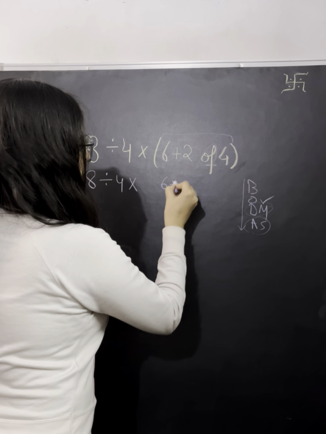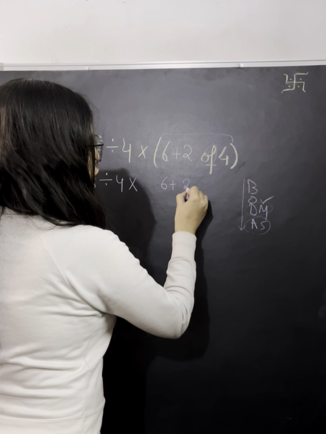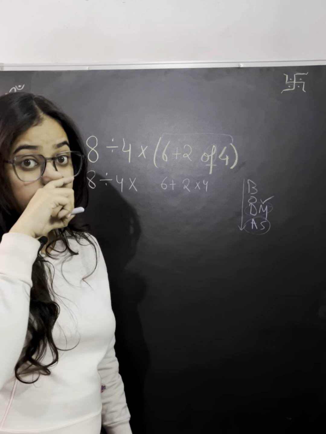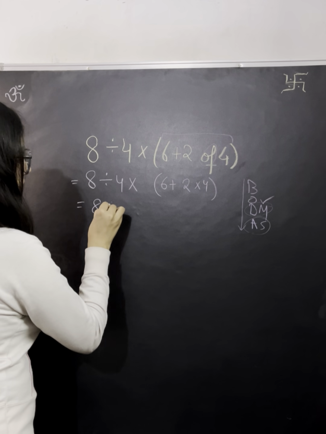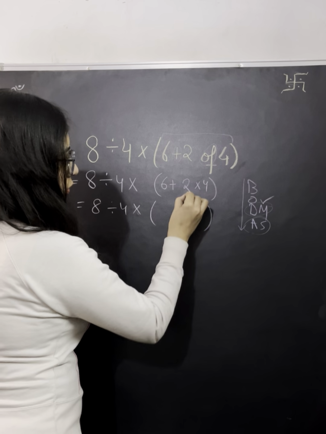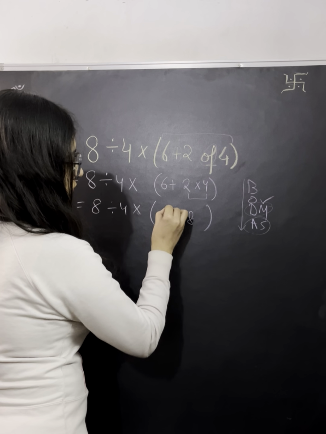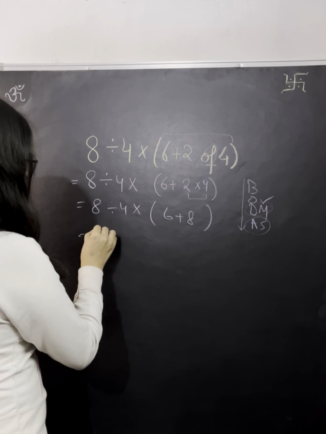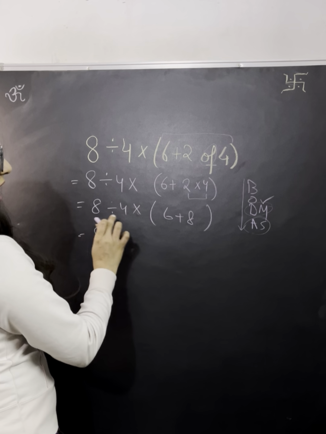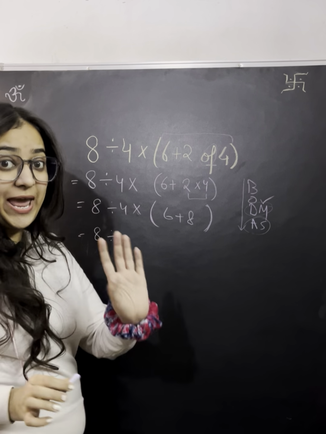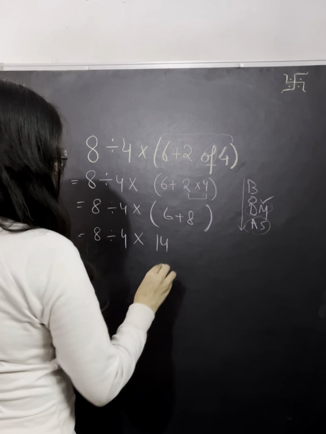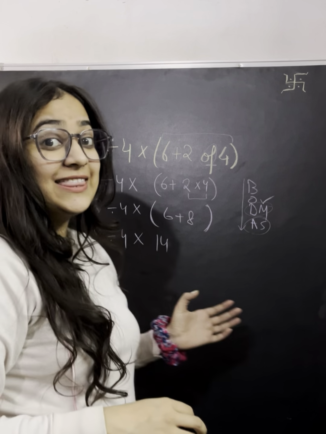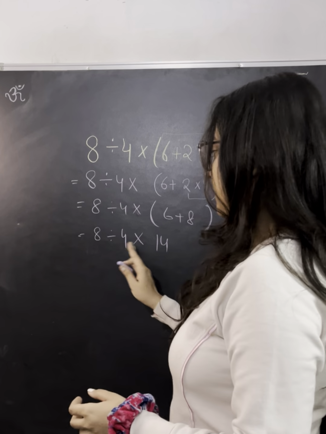So 6 plus 2 of 4. 2 of 4 means multiplication. Now we have to solve of first. This would be solved first. Makes sense? I know addition comes last, but the bracket comes first, right? This became 14. Now we have again the same situation, division and multiplication, right?